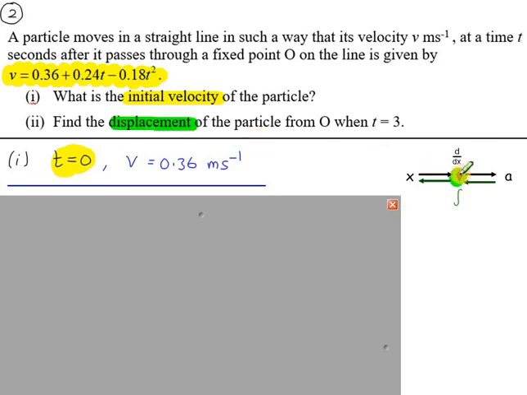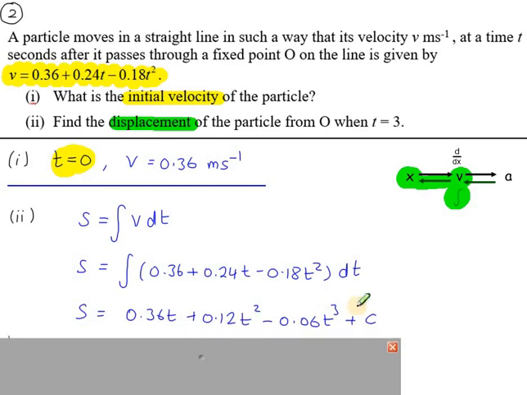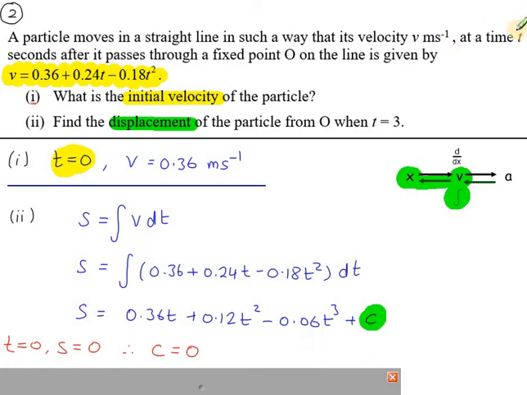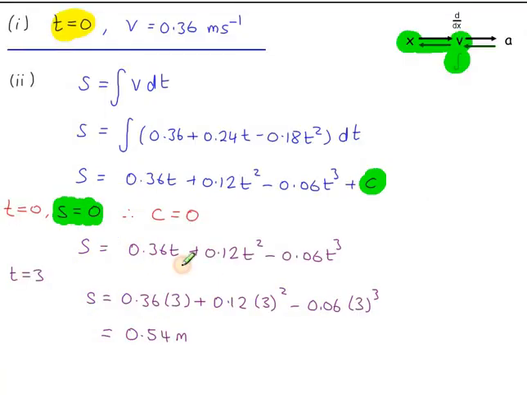So currently we have velocity and we want displacement, so we have to integrate. So integrating, constant of integration. At t equals 0, the particle passes through a fixed point O, so the displacement is 0. Substitute those values into here, so c equals 0. So we have a formula here for the displacement, and when t equals 3, if we substitute in t equals 3 here, we have our displacement, 0.54 meters.